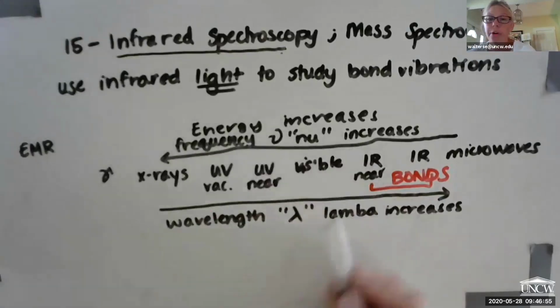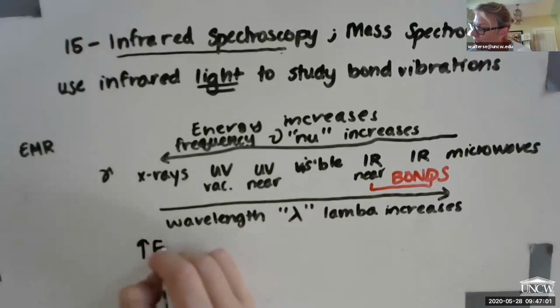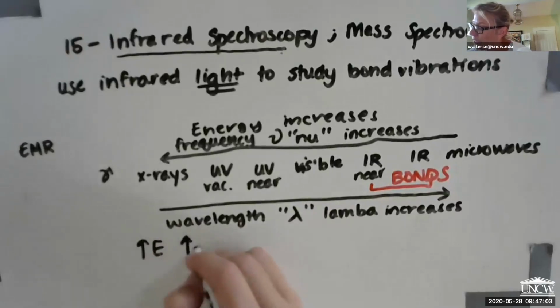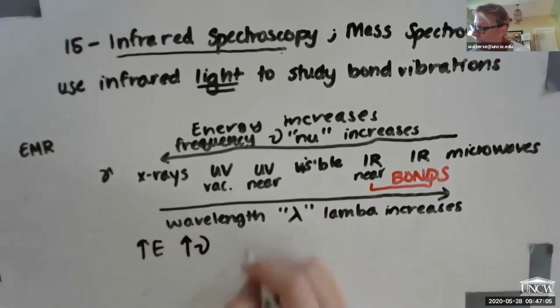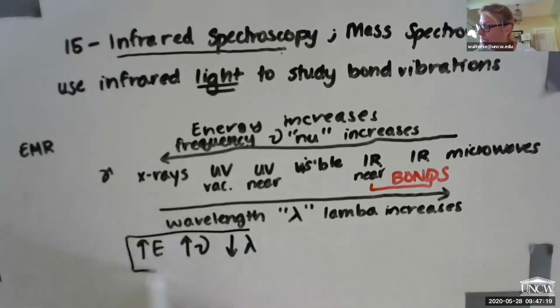So the most important thing out of this relationship is that energy increases with increases in frequency, decreases in wavelength. Now, unlike Chem 101 and 102, you're not going to have to do any calculations with the speed of light and any of that stuff, but you should know this basic relationship between the various properties of light.